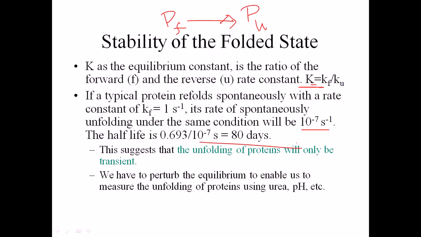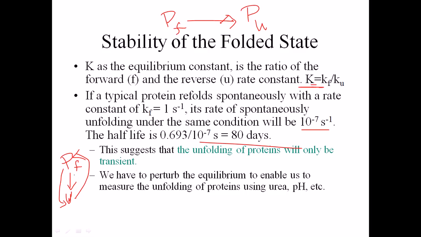So just try to think about this again. Suppose we have a protein, and we unfold that protein from the folded state. Now again we try to refold that protein and make it reach the folded conformation. The rate of spontaneous refolding of the protein is almost 1 per second, but its rate of spontaneous unfolding from the folded state is 10 to the power minus 7 per second. So that means the half-life is almost 80 days.